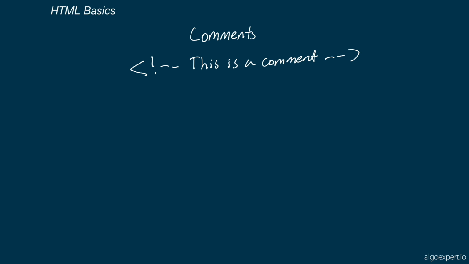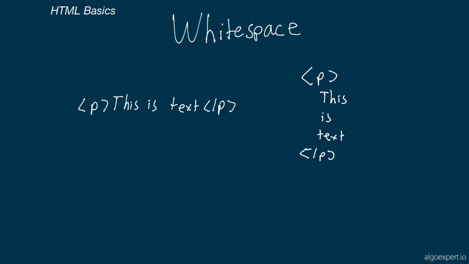Now finally, let's discuss whitespace. Whitespace refers to any space characters such as spaces, tabs, and new lines. And whitespace is interesting because it is largely ignored in HTML, meaning that any whitespace we have will be collapsed into a single space. So if we look at these two paragraphs, we have this is text, and this is text with new line characters.